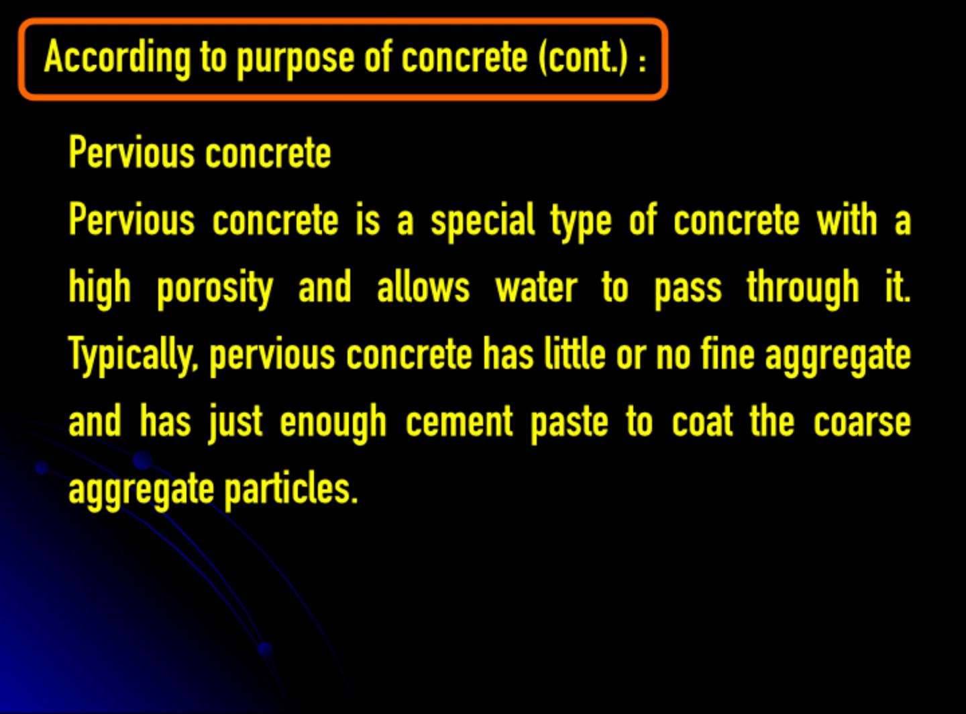Although pervious concrete offers significant benefits for stormwater management, it faces several challenges such as clogging, raveling, and reduced strength as compared to conventional concrete. These limitations can adversely affect its long-term performance and restrict its use in certain applications. Additionally, clogging will reduce the permeability and drainage capacity of concrete, potentially leading to ponding and reduced effectiveness.